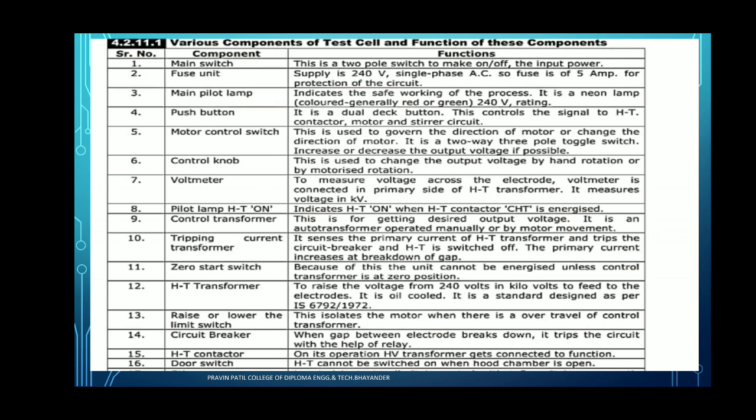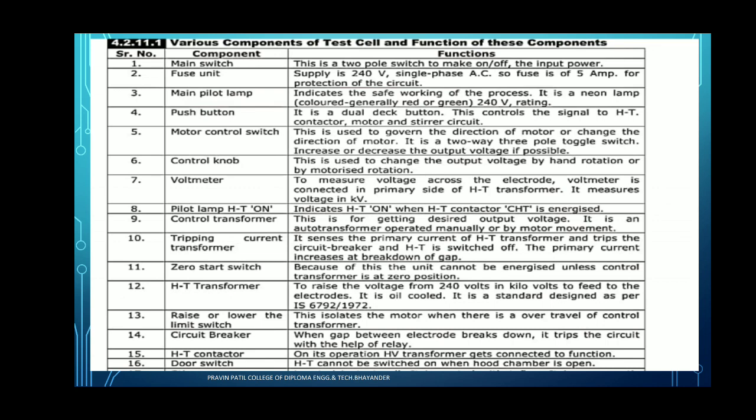Next, the ST transformer. It raises the voltage from 240 volts to kilovolts to feed the electrodes. It is oil cooled and of standard design as per the IS rule, number 6792 of 1972. Next, the rise or lower limit switch.